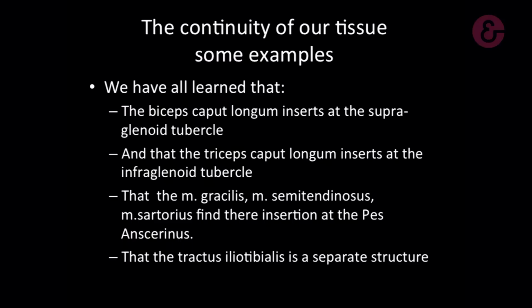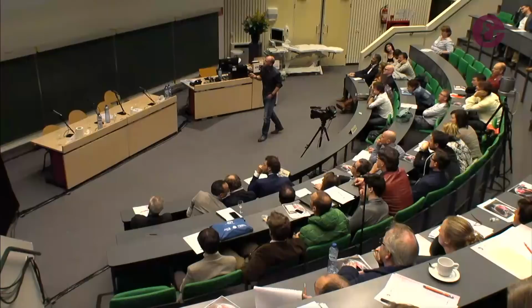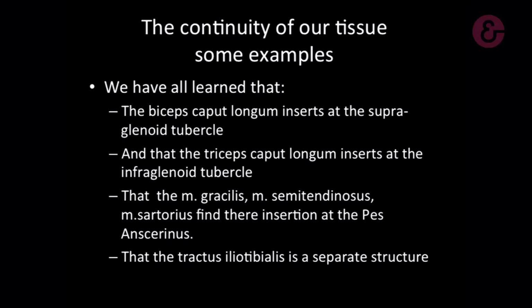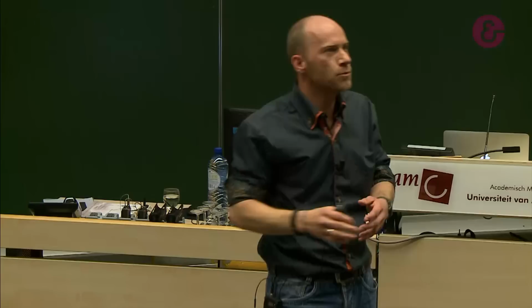So far, everybody still awake? Good. The continuity of our tissue, and I will just give you some examples. The biceps caput longum inserts in the supraglenoid tubercle. We know this, we have learned it everywhere. The triceps, infraglenoid. The gracilis, semitendinosus, and sartorius find their insertion in the pes anserinus superficialis. We all know this. Tractus iliotibialis is just a separate structure, no? In every anatomy book, you just have one structure, and it's called the iliotibial tract. Okay, I don't think so.